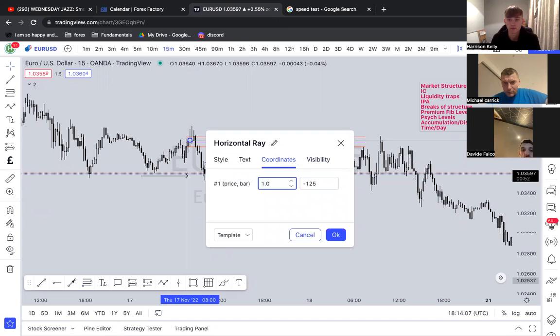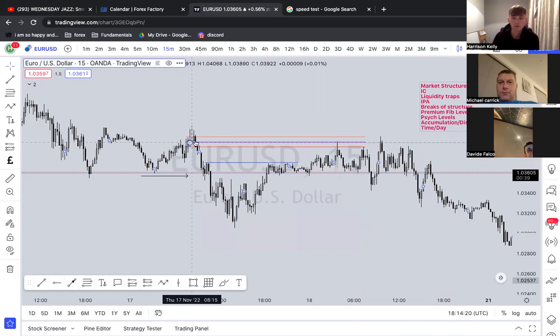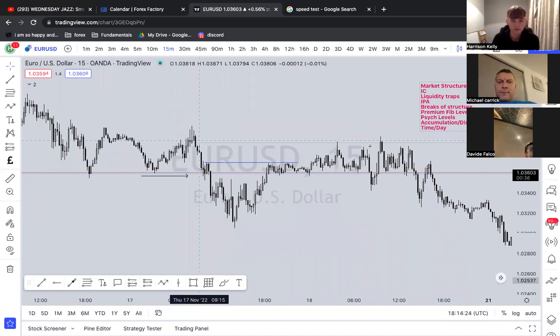I want it to be like around the fibs and around that engulfing candle. And you can see there's imbalance as well. So that would probably be my entry.